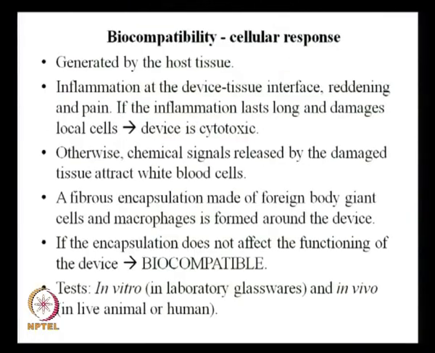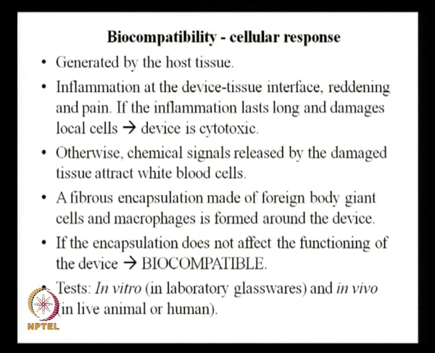So, these are not wanted, basically. This is what I refer to as material response. So, this is as far as the device part is concerned. The other part is the cellular response.